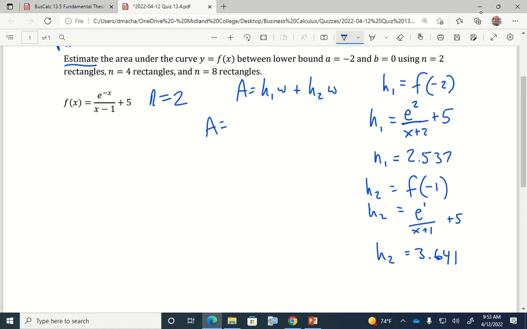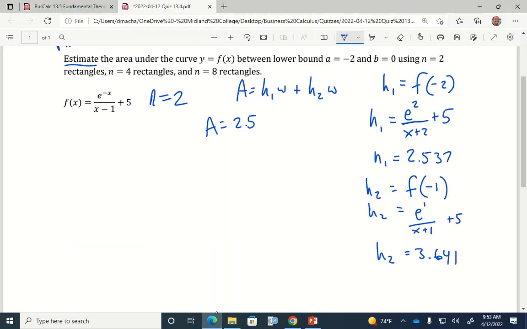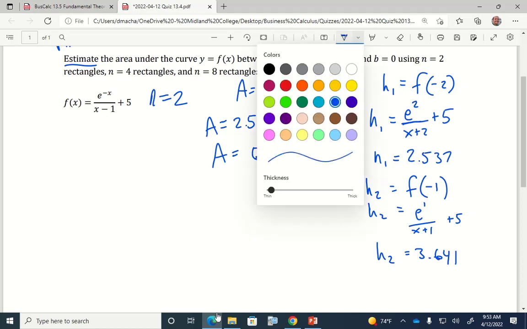And so the area, estimating using 2 rectangles, is going to be the height of the first one, call it 2.5, times the width. And the width of these rectangles is just 1, right? Because I have an interval from -2 to 0 with a width of 2, and I'm estimating with 2 rectangles, so 2 divided by 2 is 1 for each rectangle width. And then the height of the second rectangle was like 3.6. So just keeping two significant figures, this would be like 6.1 for my estimate. So that was with 2 rectangles.